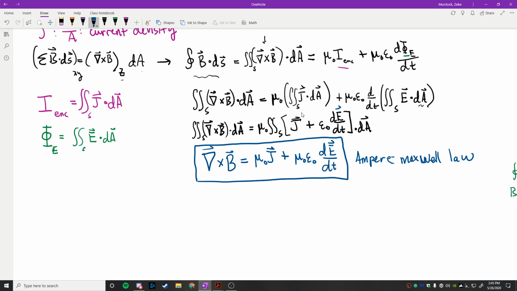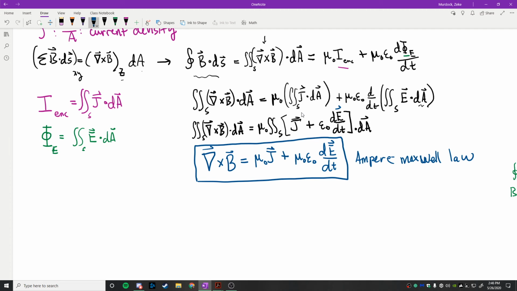The curl of the magnetic field is equal to the current density plus the time rate of change of the electric field. Basically, this tells us that if you have an electric field that's changing in time, you get a magnetic field that has circulation to it, right? A changing electric field produces a circulating magnetic field.